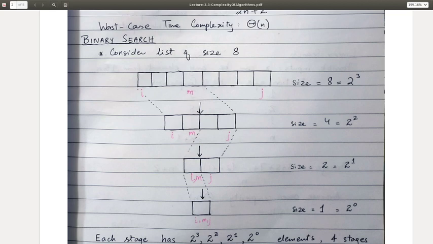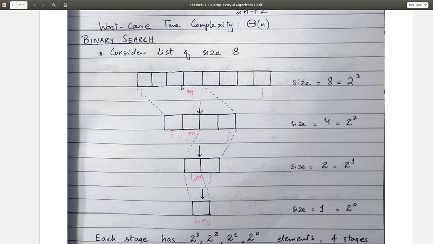If you have a list of size 8, i will be set to this 1, j will be set to 8, and the middle element will be the smaller one, because it's an even size list. So this will be the element. For convenience, I have picked a size that's a power of 2. I have taken 2 to the power 3 as the size of my list, and I've done this because at every step the size of the list is going to become half. So if it was size 8, now it's going to become size 4, right?